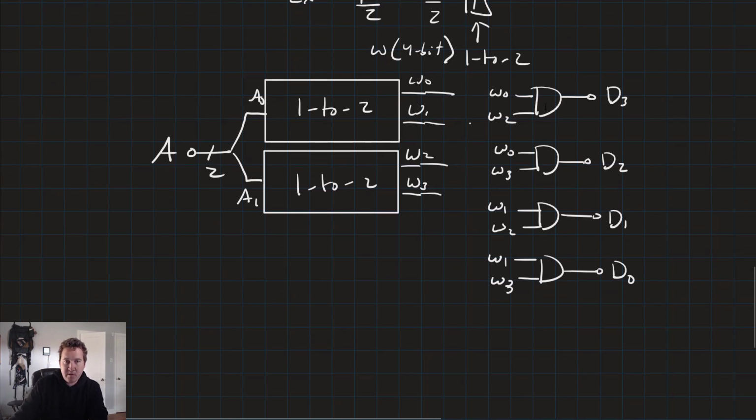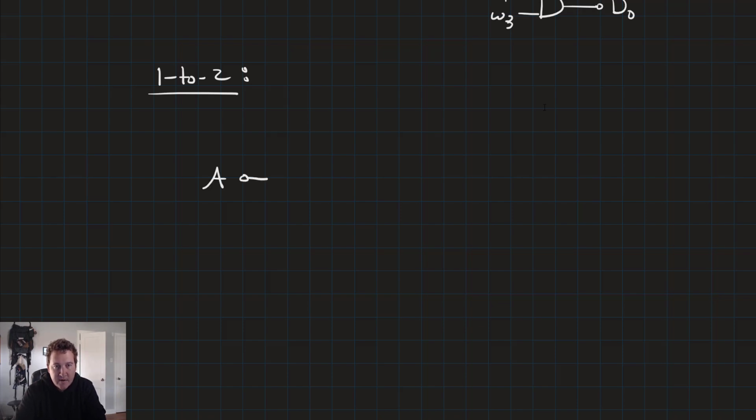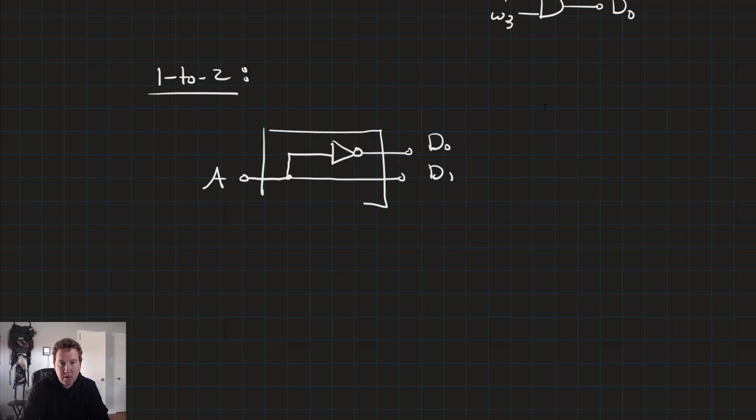Now, the last thing we need is that 1 to 2 decoder. And a 1 to 2 decoder is the smallest flavor of decoder, right? It only has 1 input and 2 outputs. So no K calculations necessary. A is 1 bit. It splits to a NOT gate. And we get our outputs, D sub 0 and D sub 1. So there's our 1 to 2 decoder.